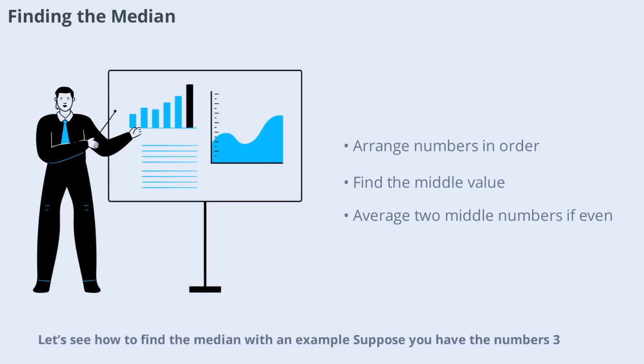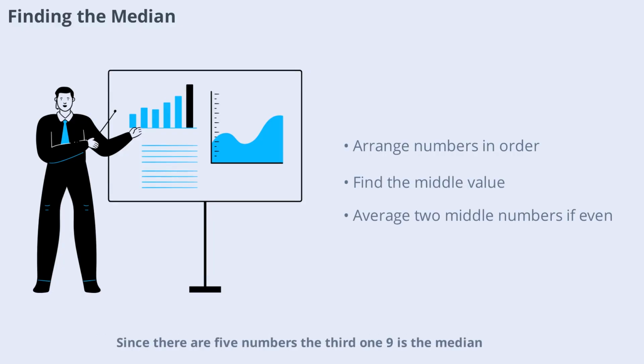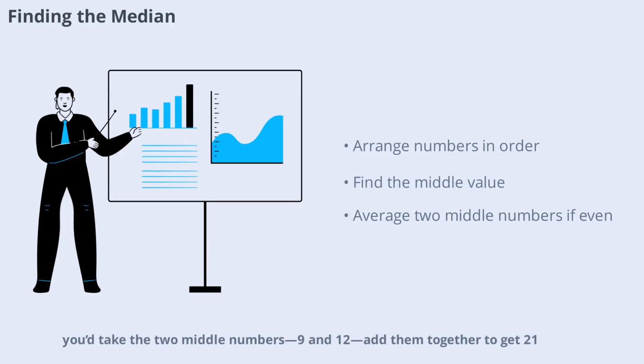Let's see how to find the median with an example. Suppose you have the numbers 3, 7, 9, 12, and 15. First, arrange them in order, which they already are. Since there are 5 numbers, the third one, 9, is the median. If you had 6 numbers like 3, 7, 9, 12, 15, and 18, you take the two middle numbers, 9 and 12, add them together to get 21, and then divide by 2, resulting in a median of 10.5.